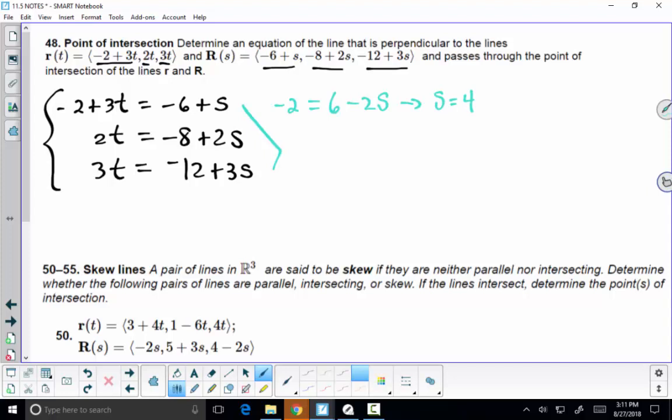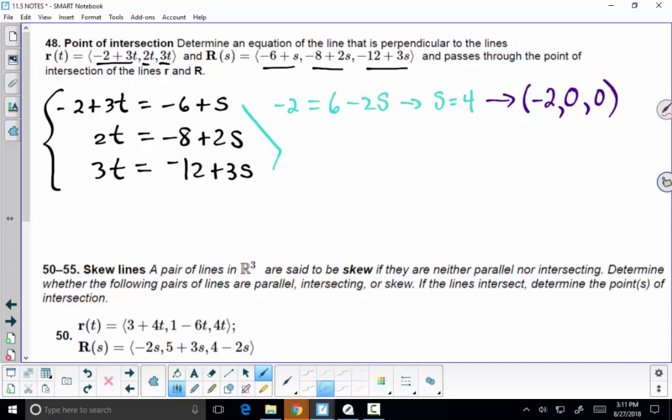Everybody agree with that? So I did top equation minus bottom equation. -2 minus 0 is -2. 3t minus 3t is 0. -6 minus -12 is -6 plus 12, which is 6. s minus 3s is -2s. Solve for s. So that tells us that the intersection point occurs when s is 4. If we plug s equals 4 into that equation, that gives us the ordered triple -2, 0, 0.